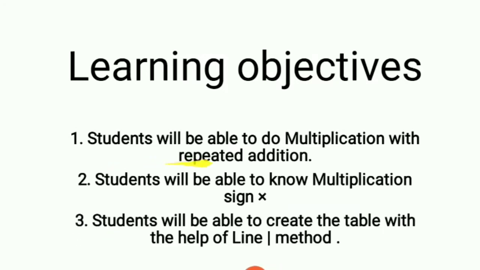The student will be able to do multiplication with repeated addition. Student will be able to know the multiplication sign. Students will be able to create the table with the help of the line method. Multiplication can be used to represent the repeated addition. Let's see what is meant by the repeated addition.